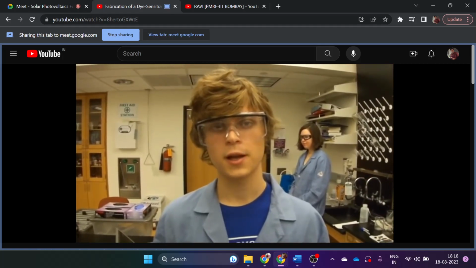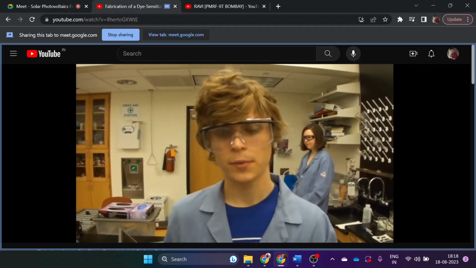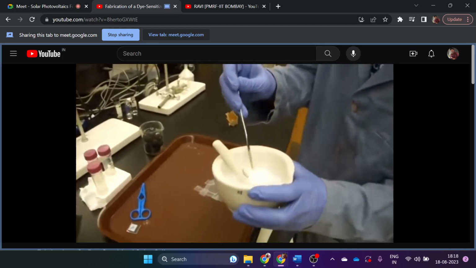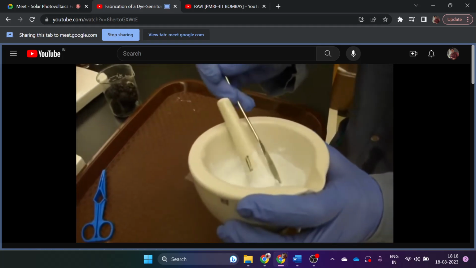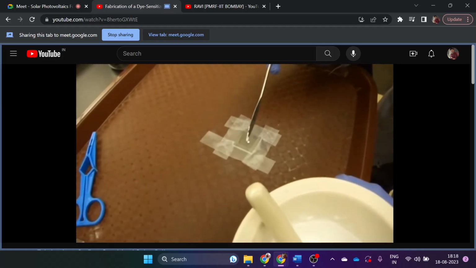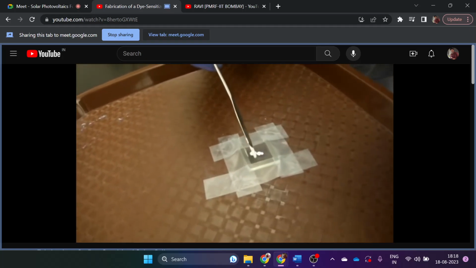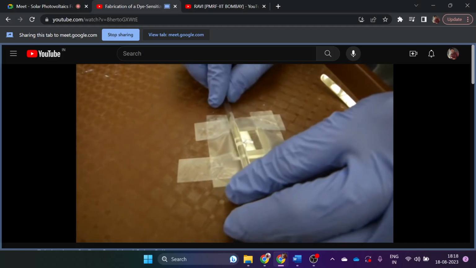Now that we have our paste, it's time to add our paste to the solar cell. Your paste should have the consistency of watery shampoo. You can take a spatula and add 3 drops to the solar cell. Now you want to smooth out these drops across the solar cell with a glass rod.